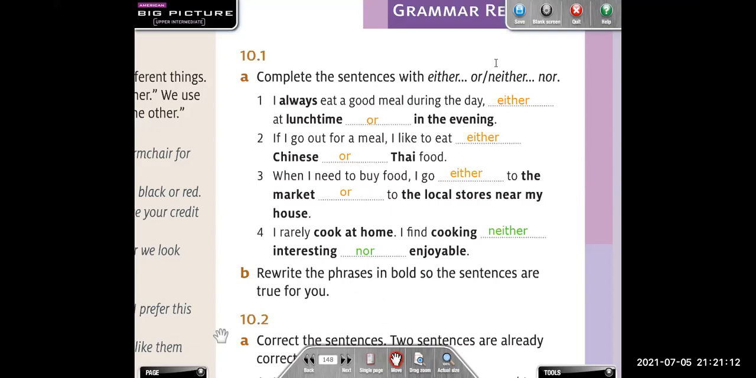Now I want you to write your own sentences. It says, rewrite phrases in bold so the sentences are true for you. So I want you to rewrite the sentences. Use the words in bold that we have here, okay? I'm going to give you some minutes so you can rewrite the sentences. If you have the sentences, you can raise your hand.